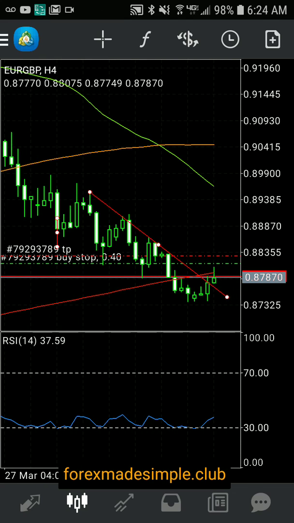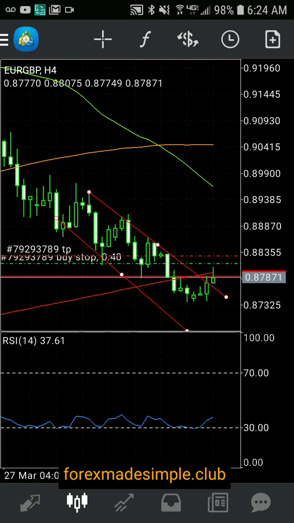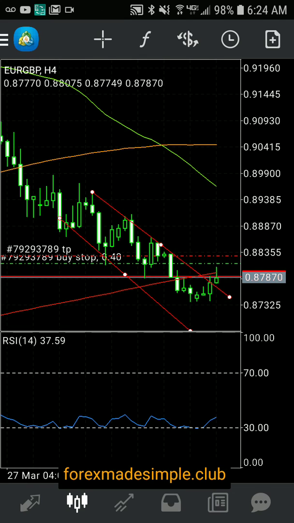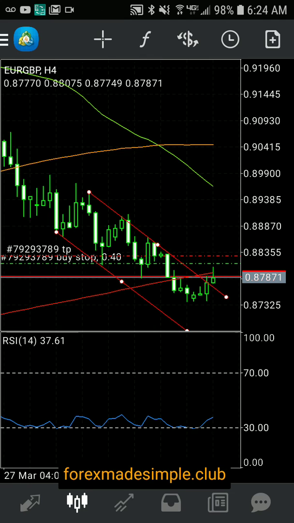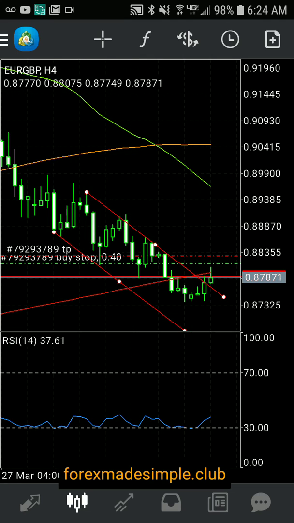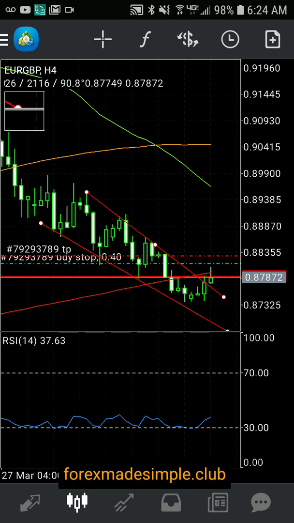Oops, what did I do? Sorry, let me get these lines going here. Sorry guys, my big fingers sometimes can give some trouble. All right, so here's another example of this trend line, right?